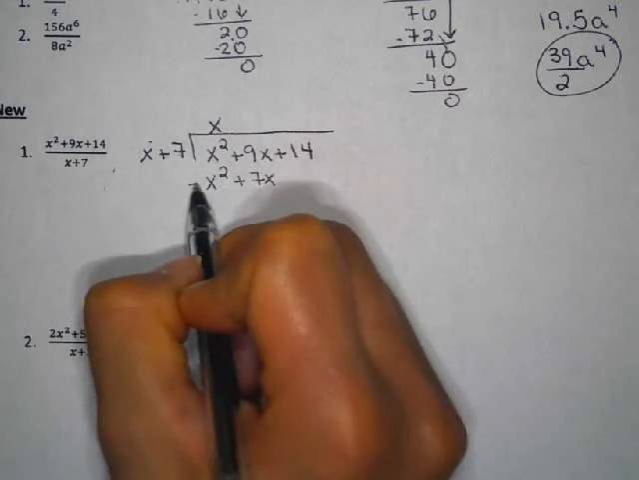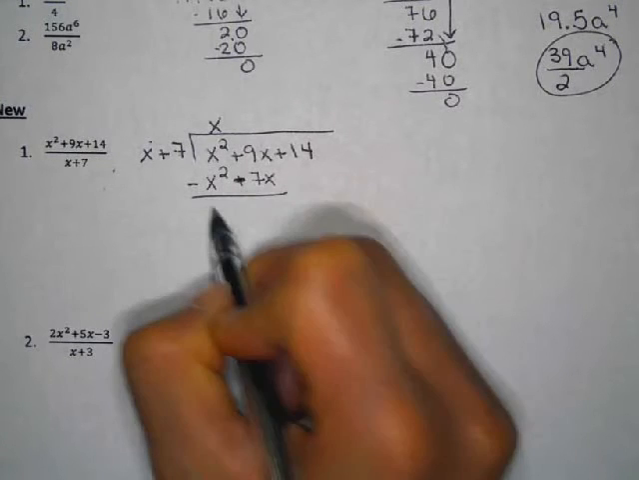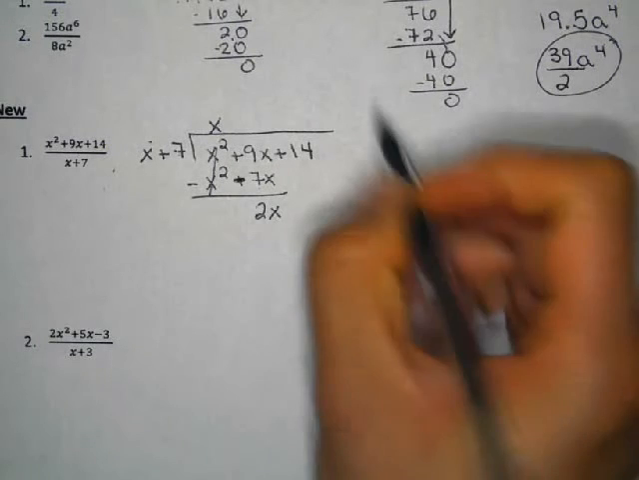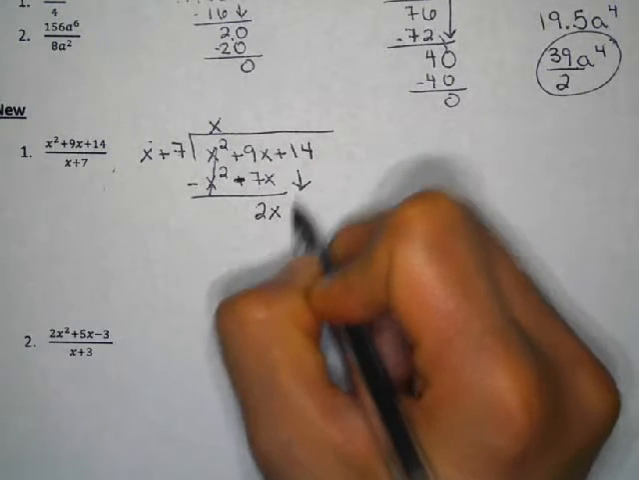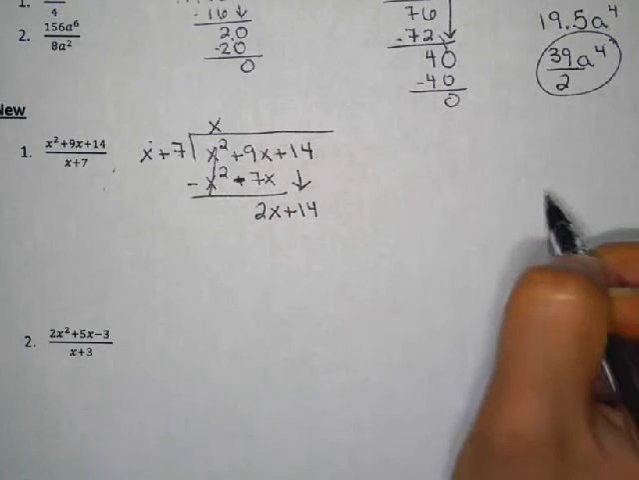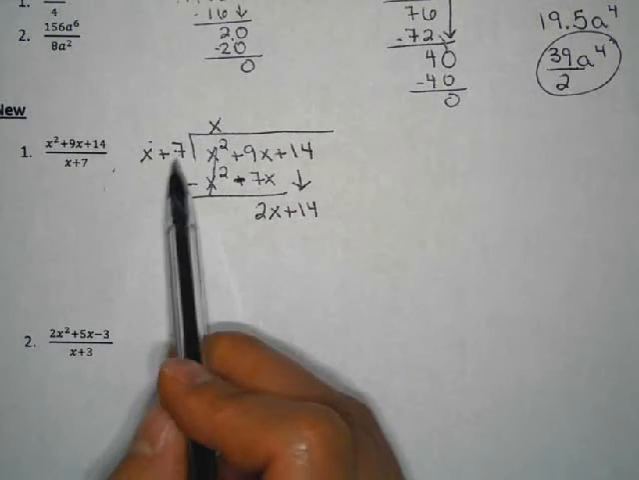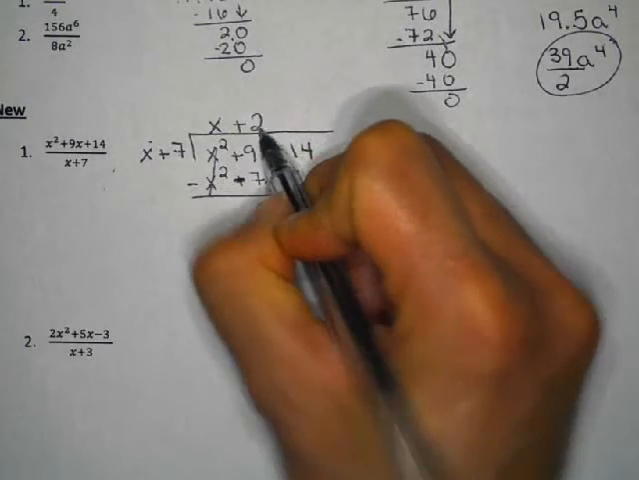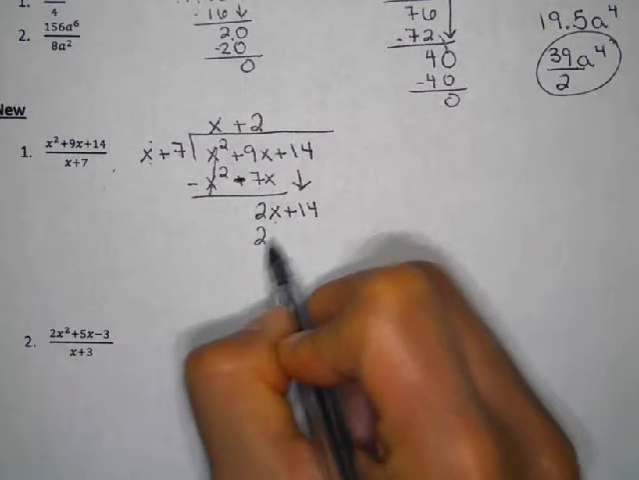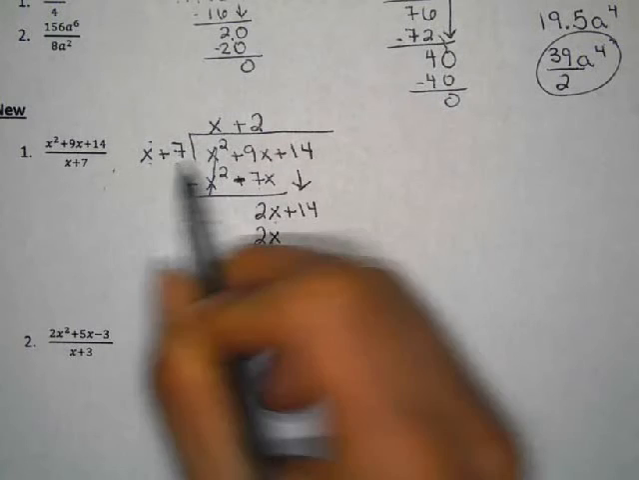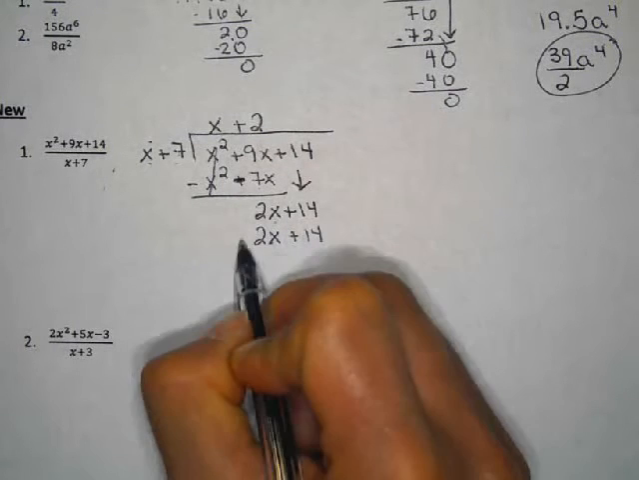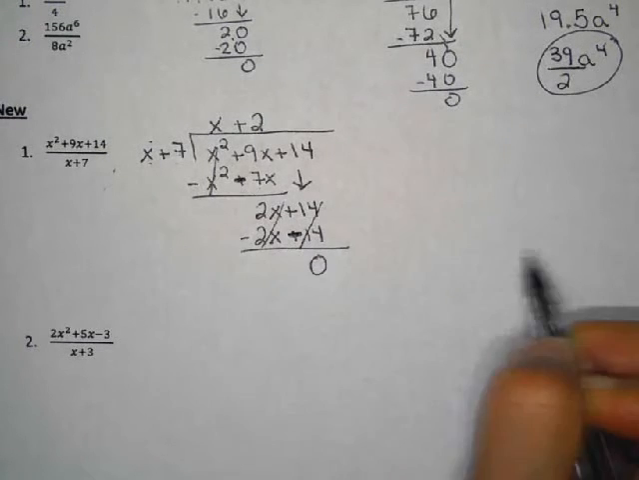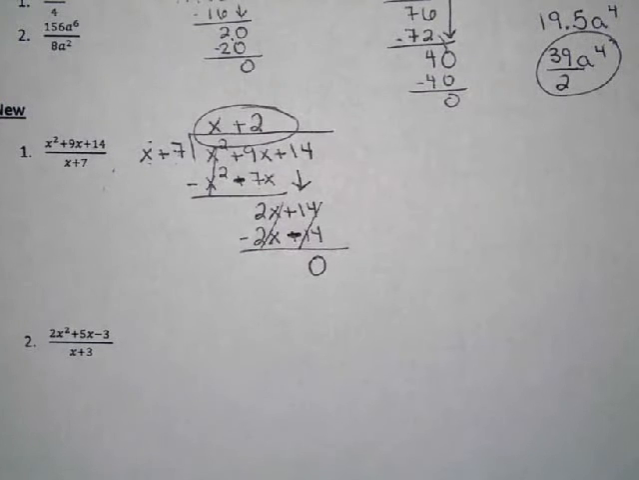Now we want to subtract those, remember? So we subtract. So this goes away. 9 minus 7 is 2x. And then we'll bring down this 14, just like we do with everything else. So now we have to see how many times does x go into 2x. Well, it goes in twice, because 2 times x is 2x. And then 2 times 7 is 14. Subtract those, and then you get your remainder of 0. So your final answer is x plus 2.